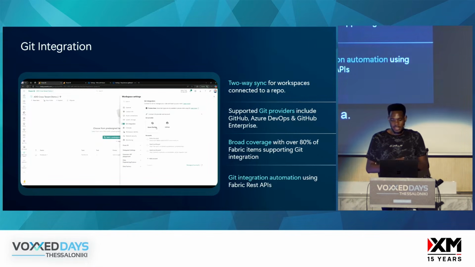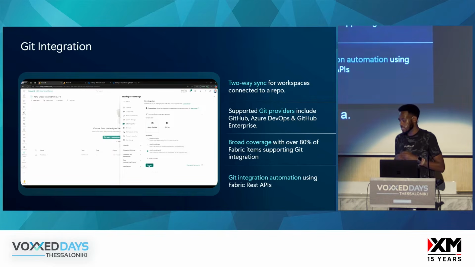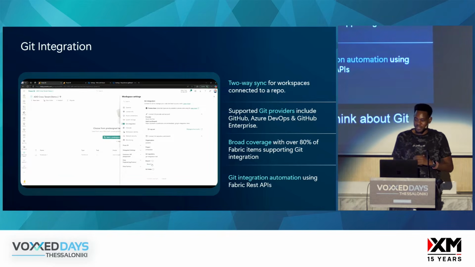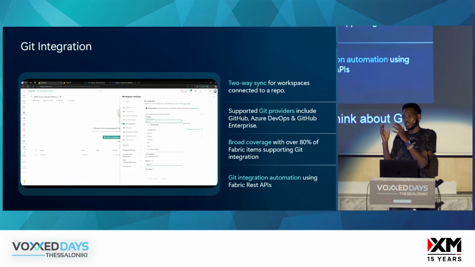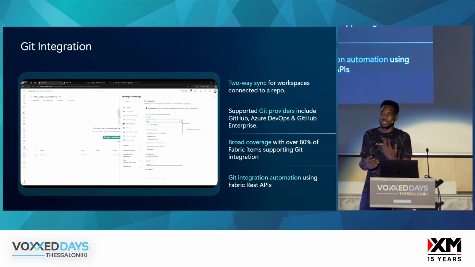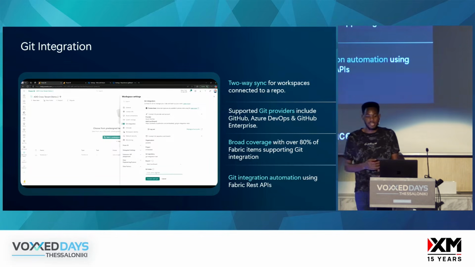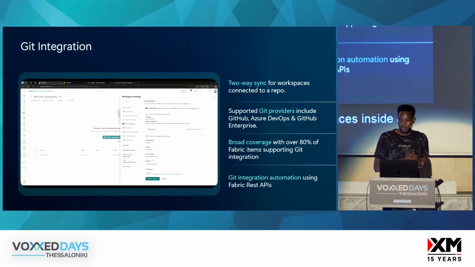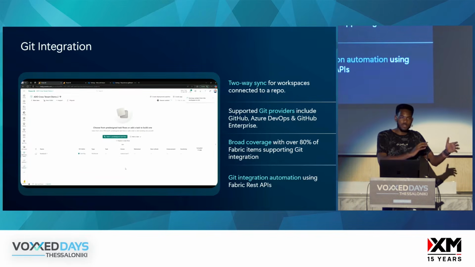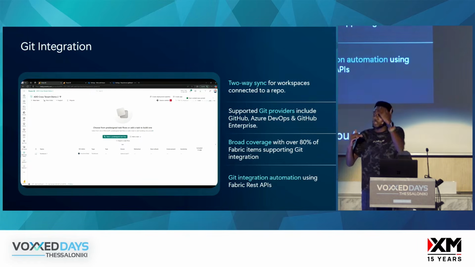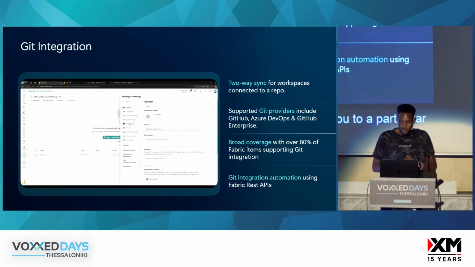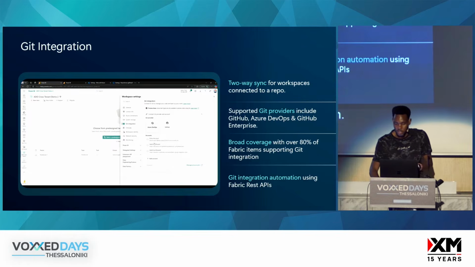Now, let's start with Git integration. When you think about Git integration in an analytics product, you can set each of the various workspaces inside of Microsoft Fabric and connect them to a particular Git repository. Not just connecting to a particular repository, you can set the repository it connects to and also the branch it works with. And hopefully, if time allows, I'm going to do a quick demo just to show you all of this.